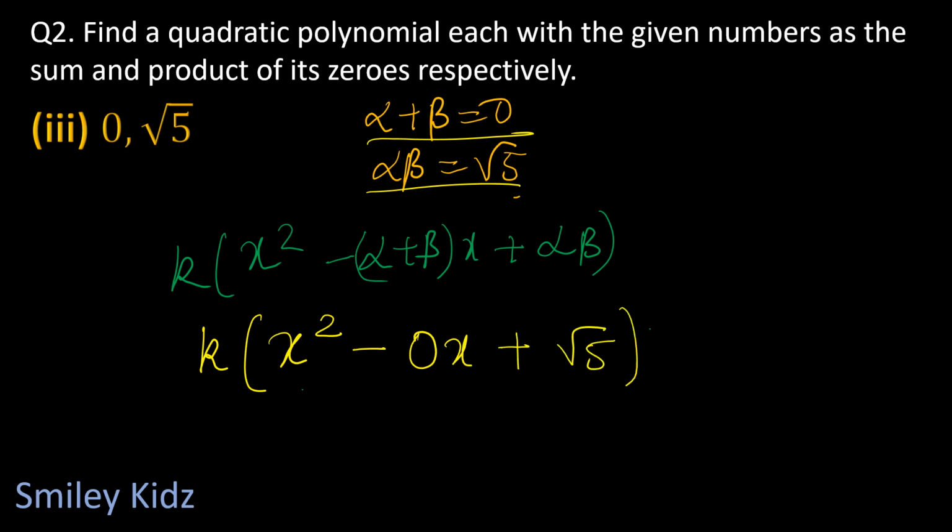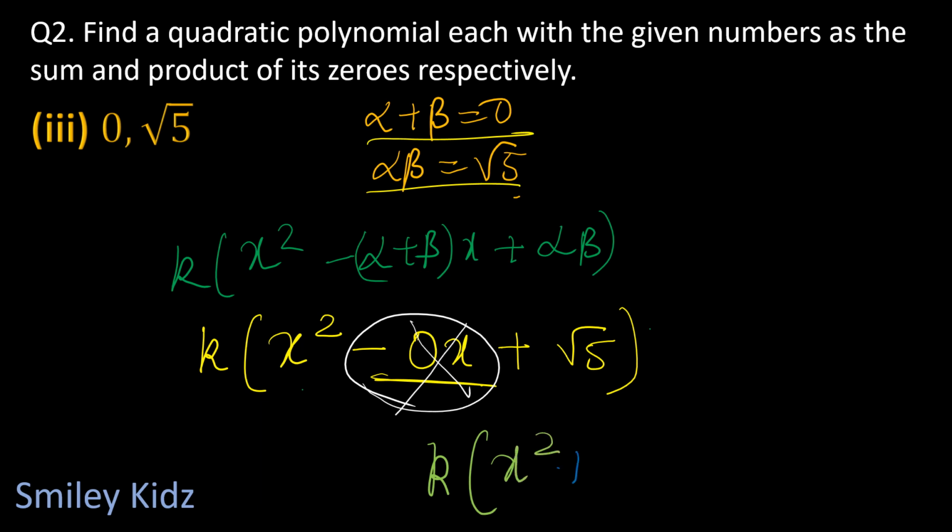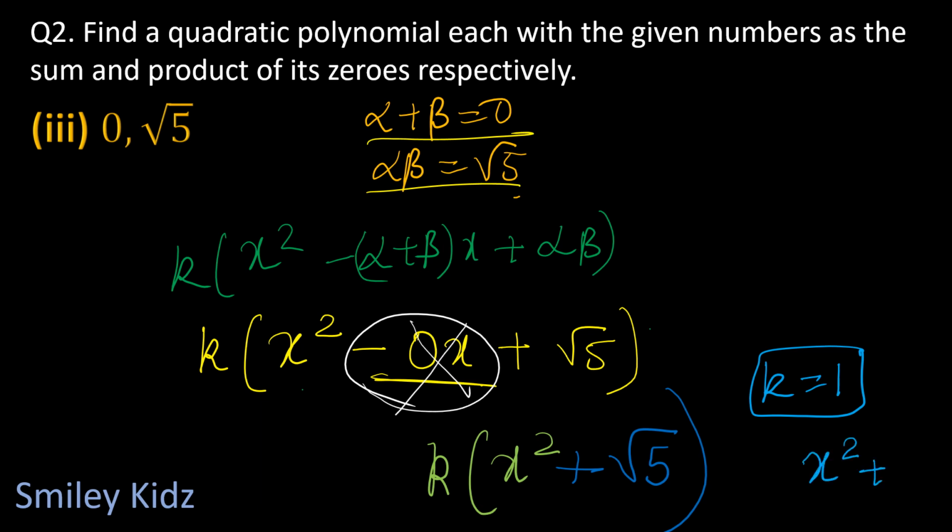Root 5. Right. Now here 0x is nothing but there is no term with the coefficient of 0, isn't it? So this particular term is completely eliminated. So it will be k into x square plus root 5. Since I have no denominator here to cancel out, I am just assuming that k is equal to 1. Then what will be my required quadratic polynomial? My required quadratic polynomial will be x square plus root 5.